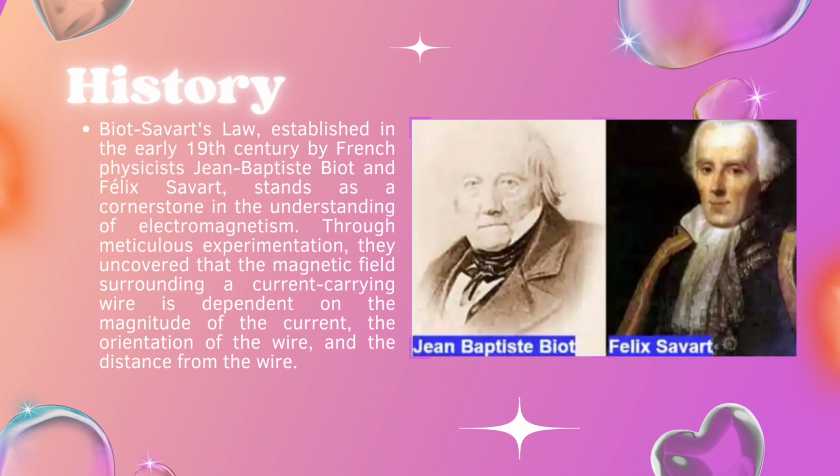Their work was built upon earlier findings by Hans Christian Ørsted, who had demonstrated the relationship between electric currents and magnetic fields. Biot and Savart's experiments and mathematical formulations provided a systematic way to calculate the magnetic field produced by a steady current in a wire.